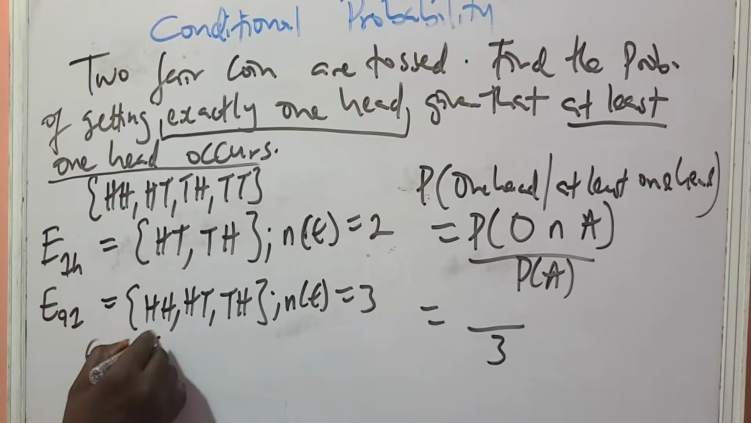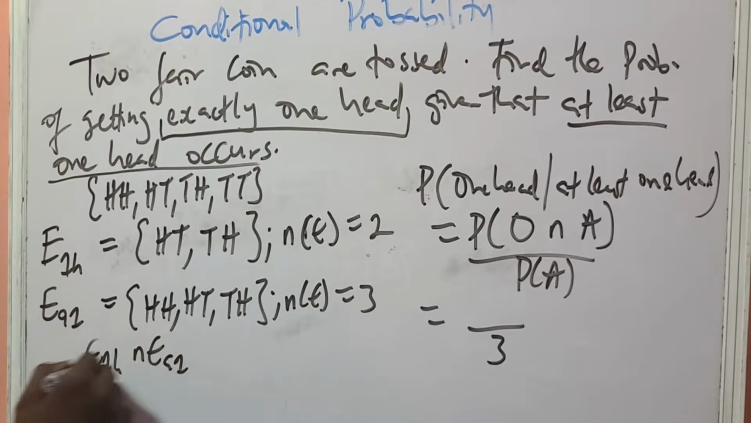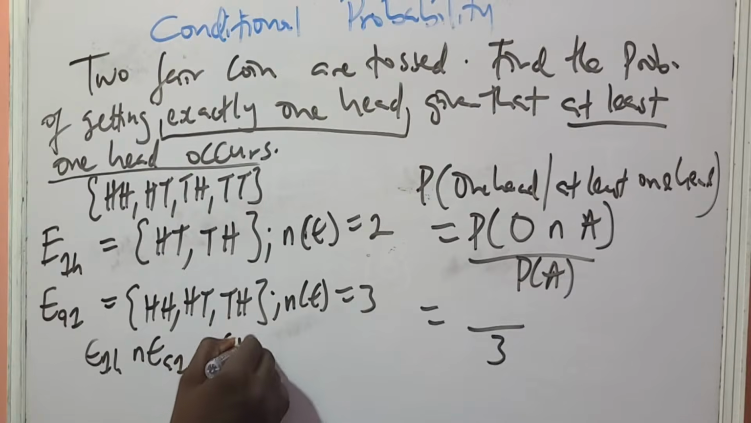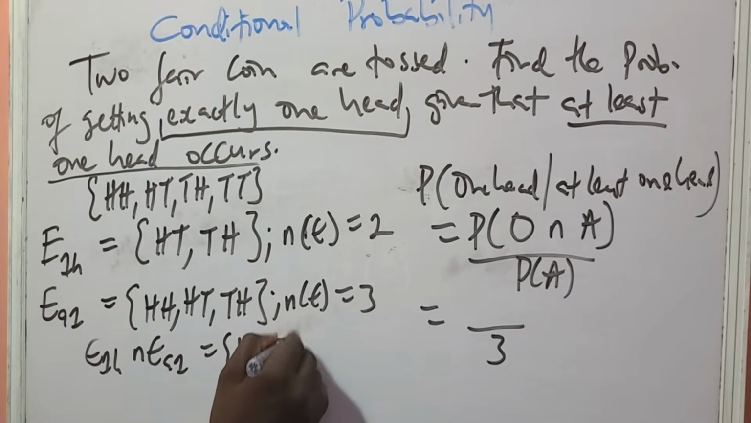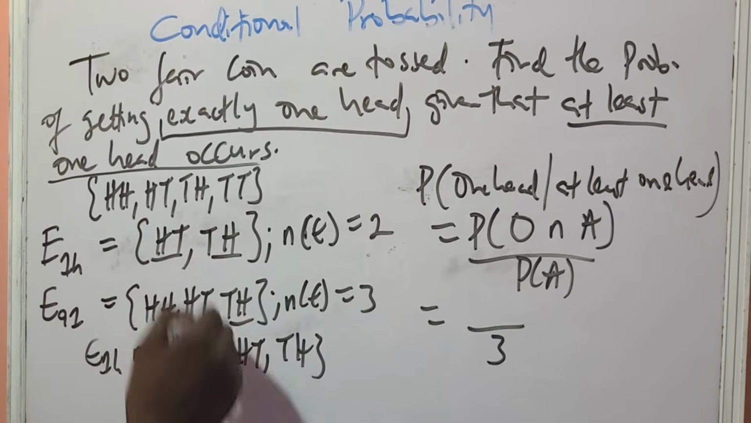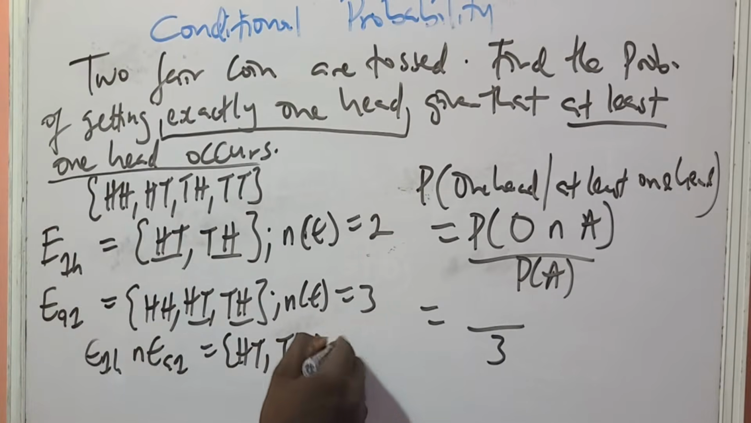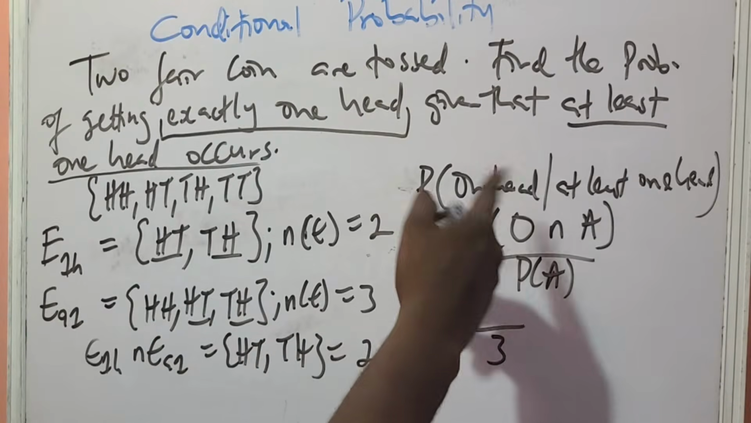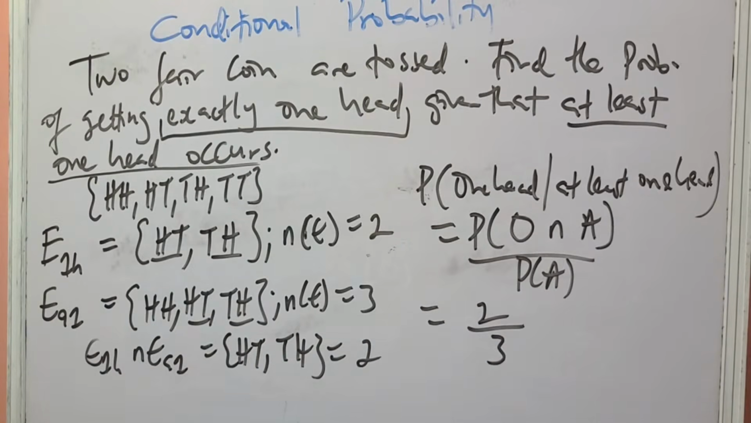E1H intersection EA1. These two events, if you're intersecting this, what's going to happen? Of course, we have HT and TH. This and this are common here. These are the two things that are common to both of them. What's the number of elements we have there? Just not to waste time, you know that that's 2. So this obviously will be 2 over 3.